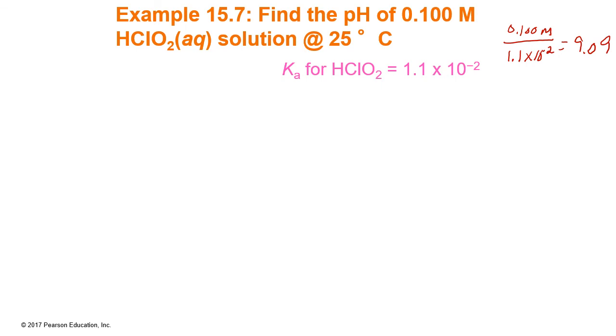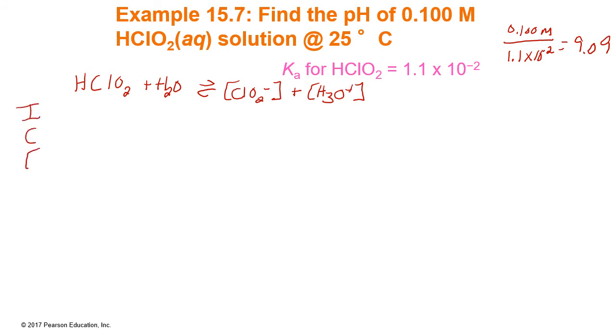So let's set up our reaction. It would be HClO2 plus water gives us ClO2 minus and H3O plus. We set up our ICE table. We use our initial concentration. Water is not included because it's a liquid.